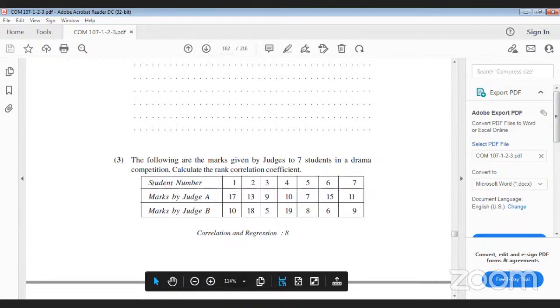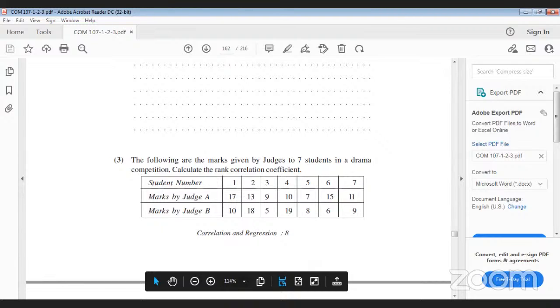For the answer, n is 7 here, and we can use the formula. The numbers for judge A are 17, 13, 9, 10, 7, 15, and 11. Then for judge B, 10, 18, 5, 19, 8, 6, and 9.